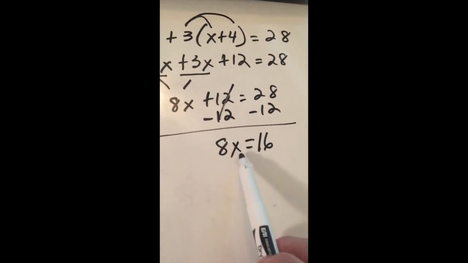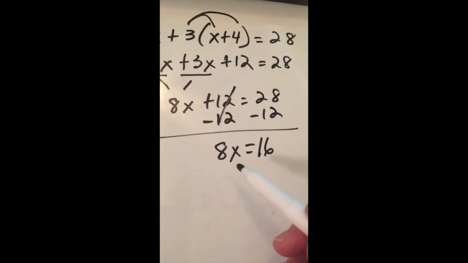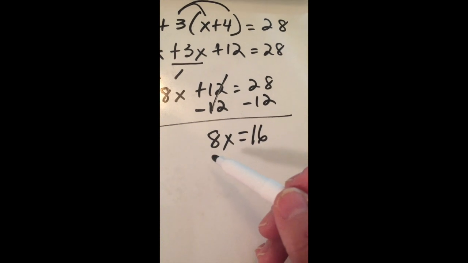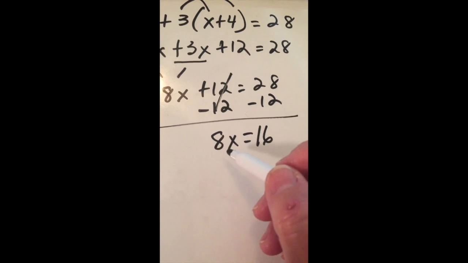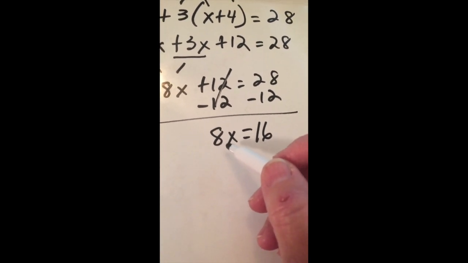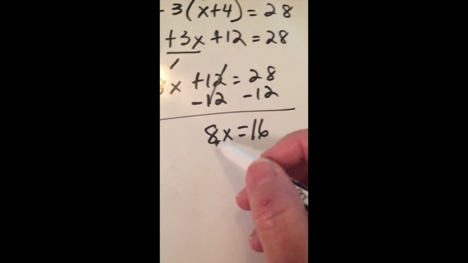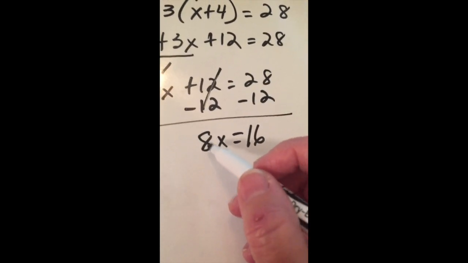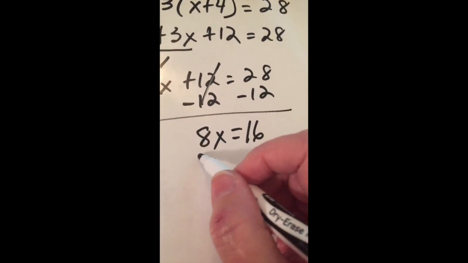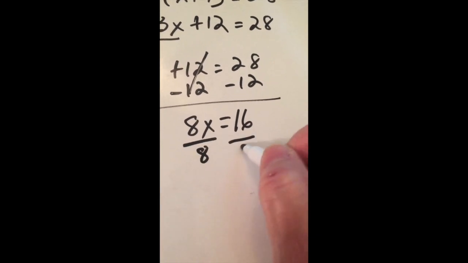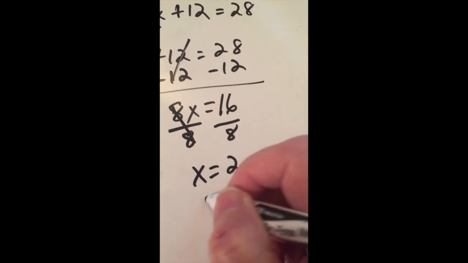Okay, so now we have 8x equals 16. We have a one-step equation. So remember to do the opposite. So the 8 in front of the x is called a coefficient. Okay, the x is a variable. When you have them together like that, without a plus or minus between them, it's multiplication. So opposite of multiplication is division. We're going to divide both sides by 8. That cancels. So we have x equals 2.